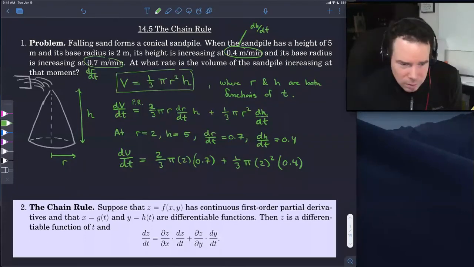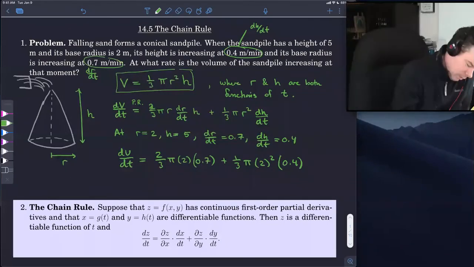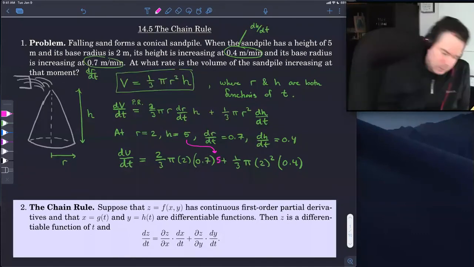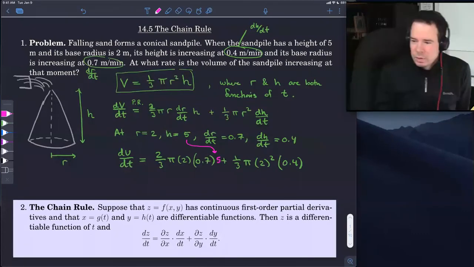Let me see, shouldn't there be a 5 in the first part? Oh, yeah, I missed the 5, thank you. 5 here. Thanks for that. That was that h that was hiding on the other side of the derivative.